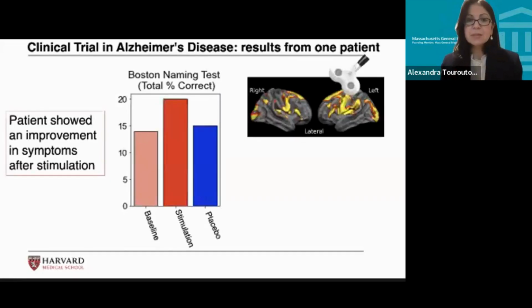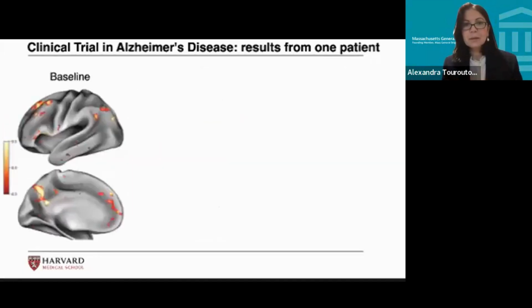As you can see, the patient improved, shown here in red, his ability to remember words after stimulation, but not after placebo, which is the absence of stimulation, shown here in blue. So the patient showed an improvement in symptoms after stimulation. And here's how the stimulation affected his brain function.